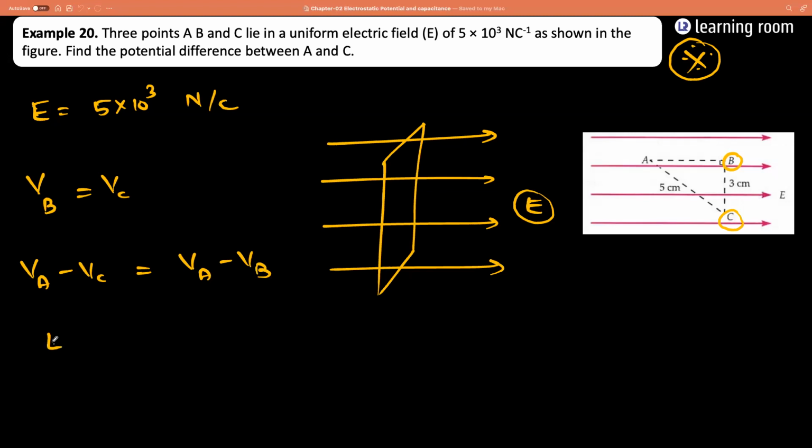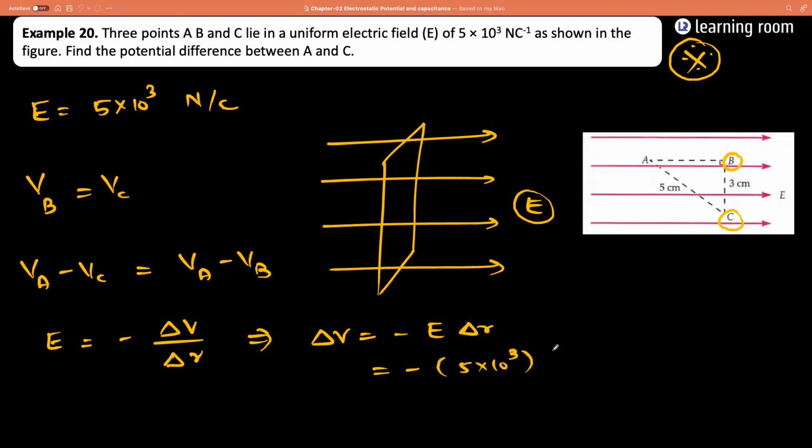Yes, sir. Electric field is equal to the negative of potential gradient, right? Negative of potential gradient, which implies delta V is equal to minus E times delta R. Now listen to this carefully. Minus of what is the value of E that is given? 5 into 10 power 3 into what is the value of delta R? So what is the difference between the points A and B, guys? You look at the numbers, beautiful numbers are there. 4, because 3, 4, 5 are Pythagorean triplets. So it is going to be 4.